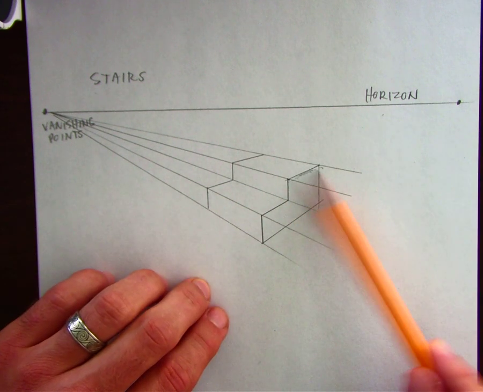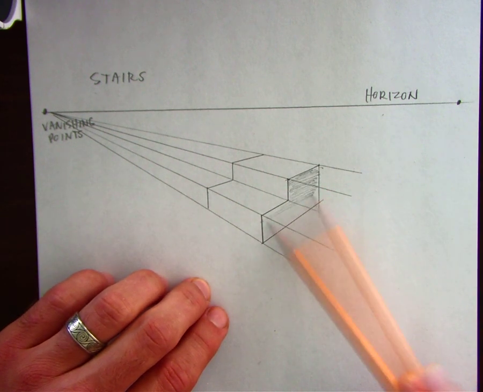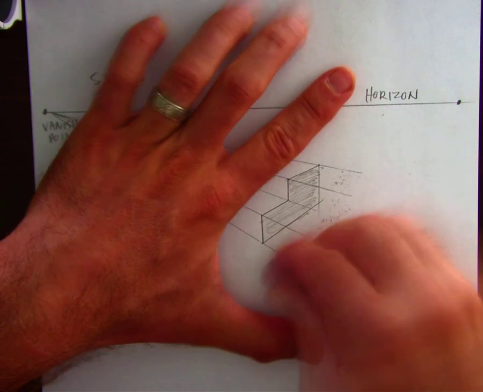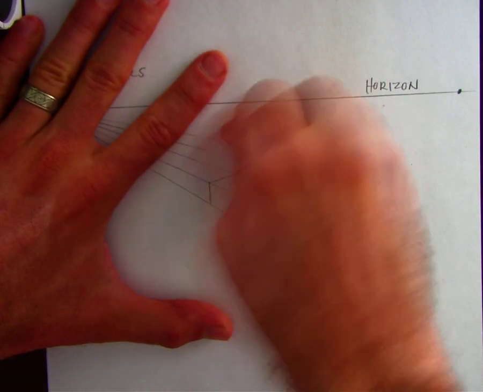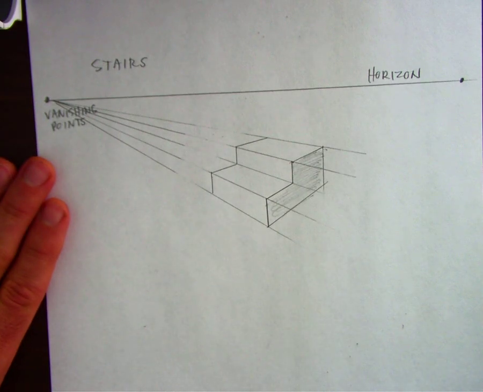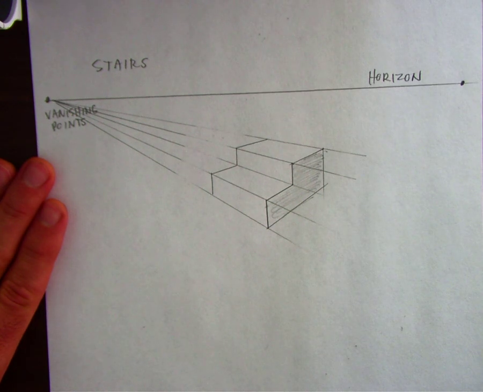And I'm going to do a little bit of shading so it's easier to see. Here's my 2-step staircase. To make it even clearer, I can erase these setup lines. I call them scaffolding. And there's my 2-step stairs. That is that. Go ahead and practice by yourself.